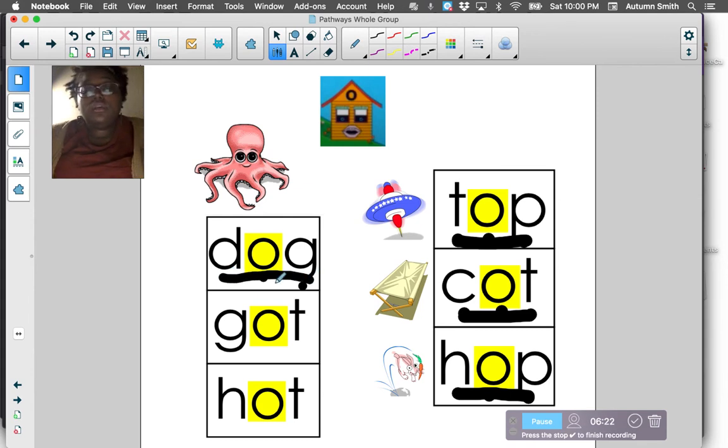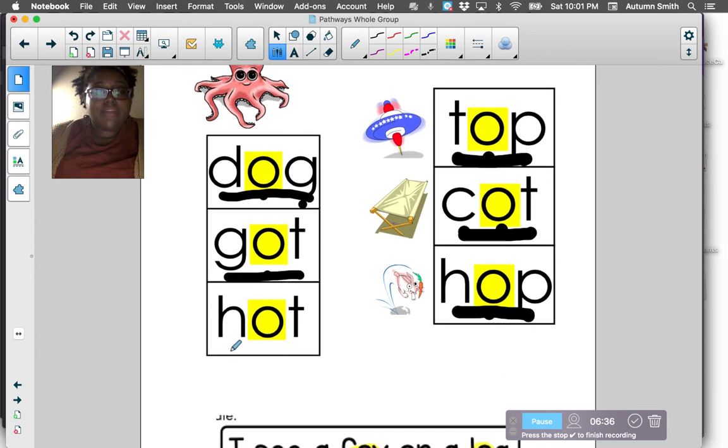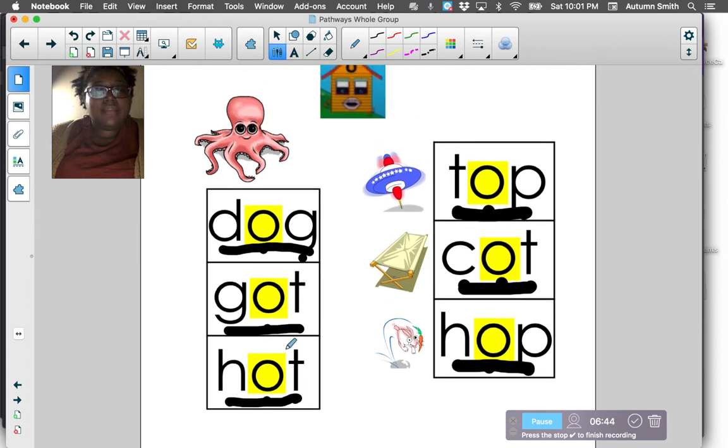Dog. Next word. G, A, T. Got. Last word. A, T. Hot. Read the words by yourself.